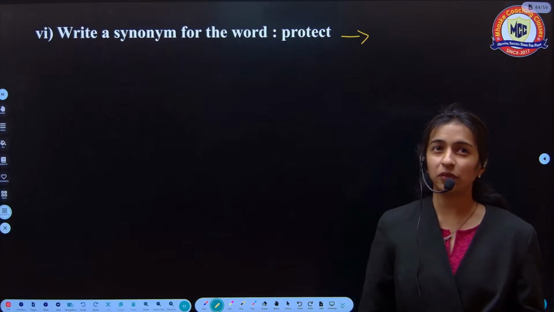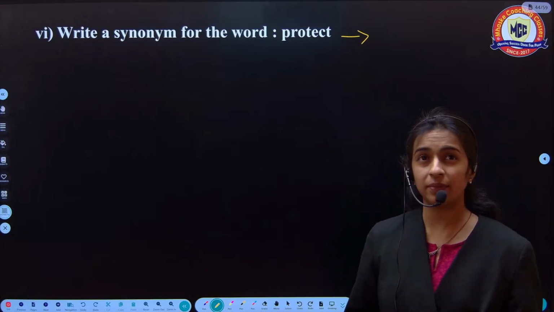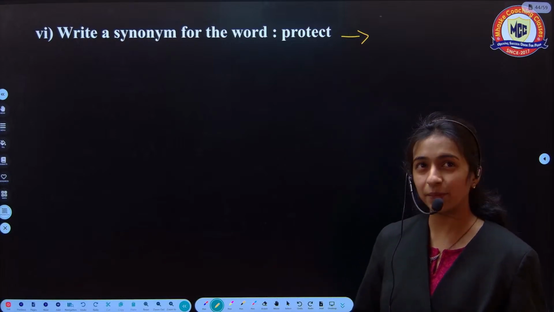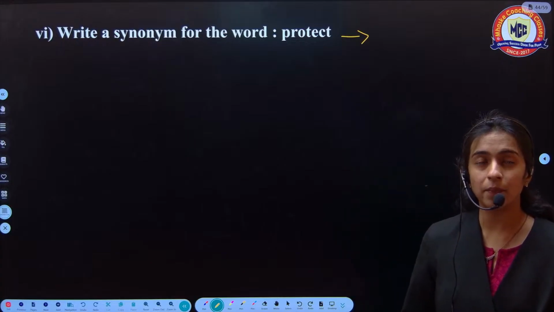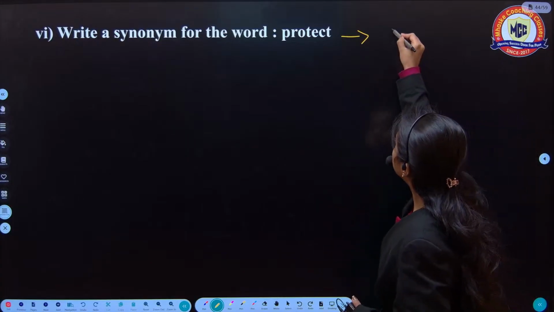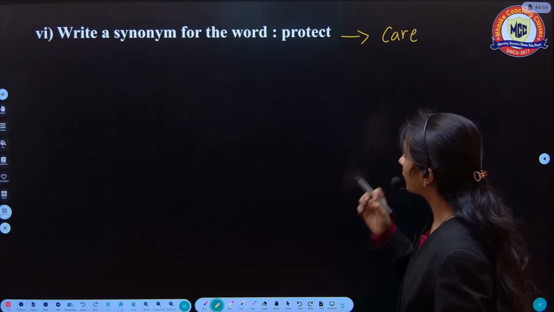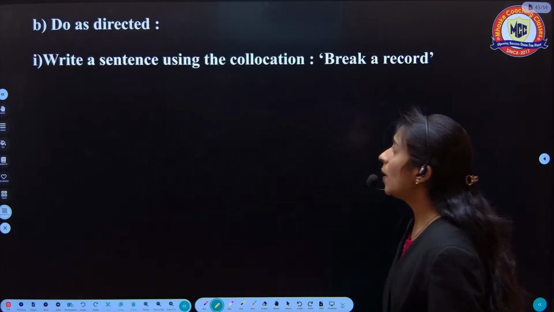Yes. Now can you comment what you mean by synonyms? What am I supposed to write here? Correct. Similar words. And a similar word for protect is care. Okay, let's move ahead. Do as directed.